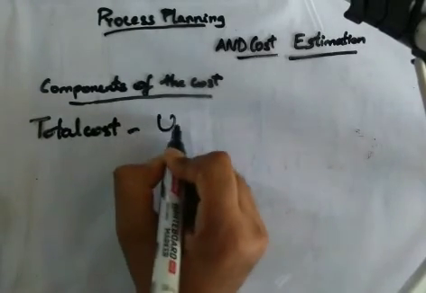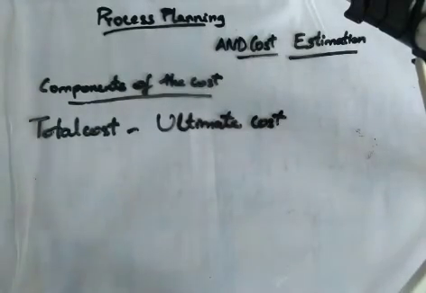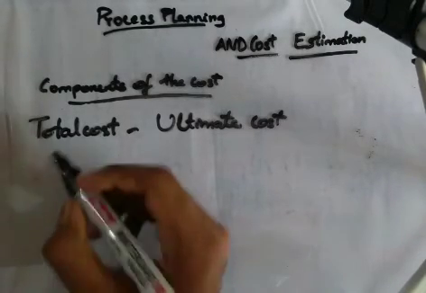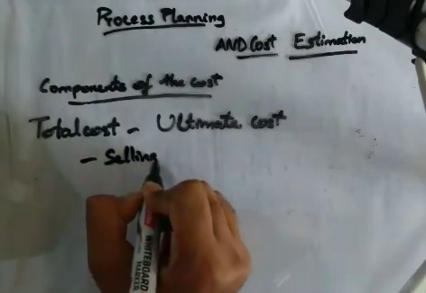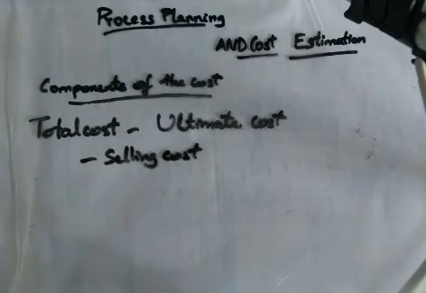This is also called the ultimate cost. The total expenses given for all the products to be formed come under this total cost. Total cost is also called selling cost. It's also called ultimate cost and also called selling cost. But this is not the selling price, don't get confused. The total cost, they will be determining this and they will be maintaining the MRP. But this is not the selling cost. Okay.